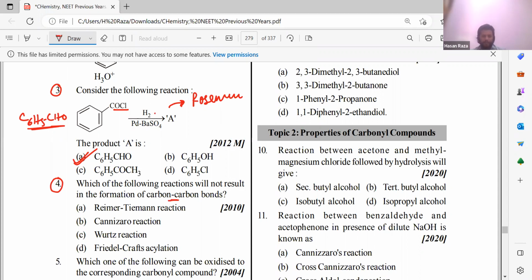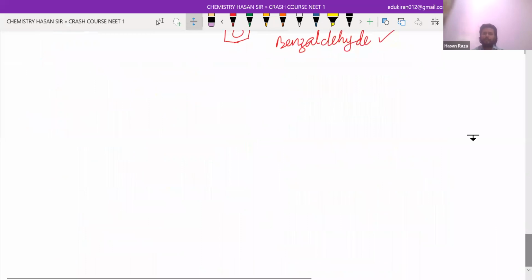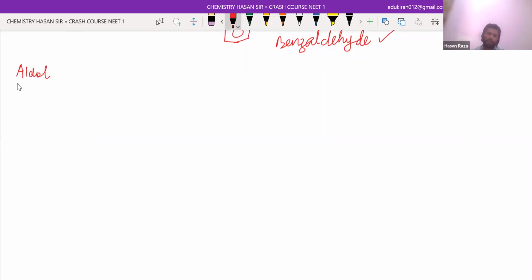See, it's very easy. Okay, let me explain this. There is an important reaction, that is aldol reaction. Aldol. See what is aldol? It's very easy.